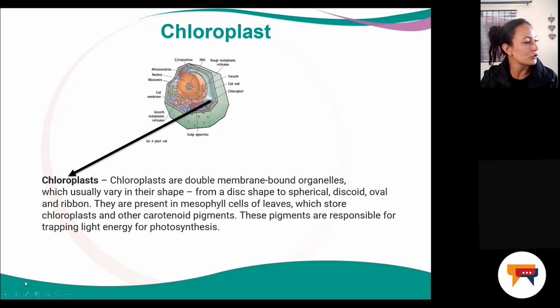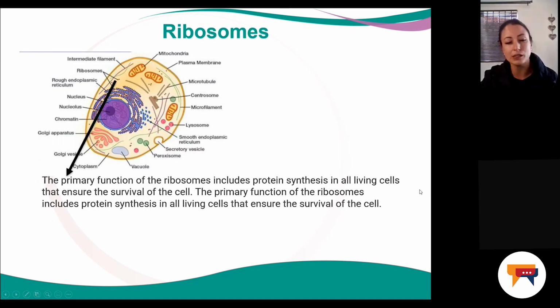Okay, let's move to the little organelles, the ribosomes. So ribosomes are back to the original cell we were looking at. I prefer the size and the color. It's quite easy to have a look at. So ribosomes are very, very important in the process of protein synthesis. So synthesizing, making proteins. So the primary function of the ribosome includes protein synthesis in all living cells that ensure the survival of the cell.